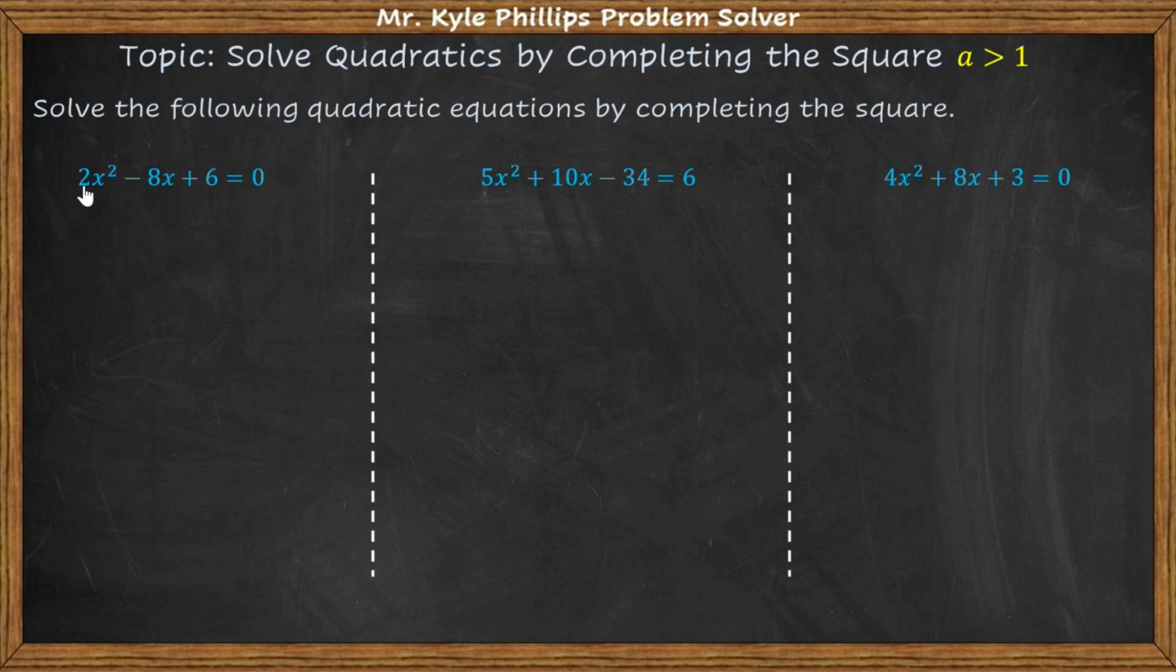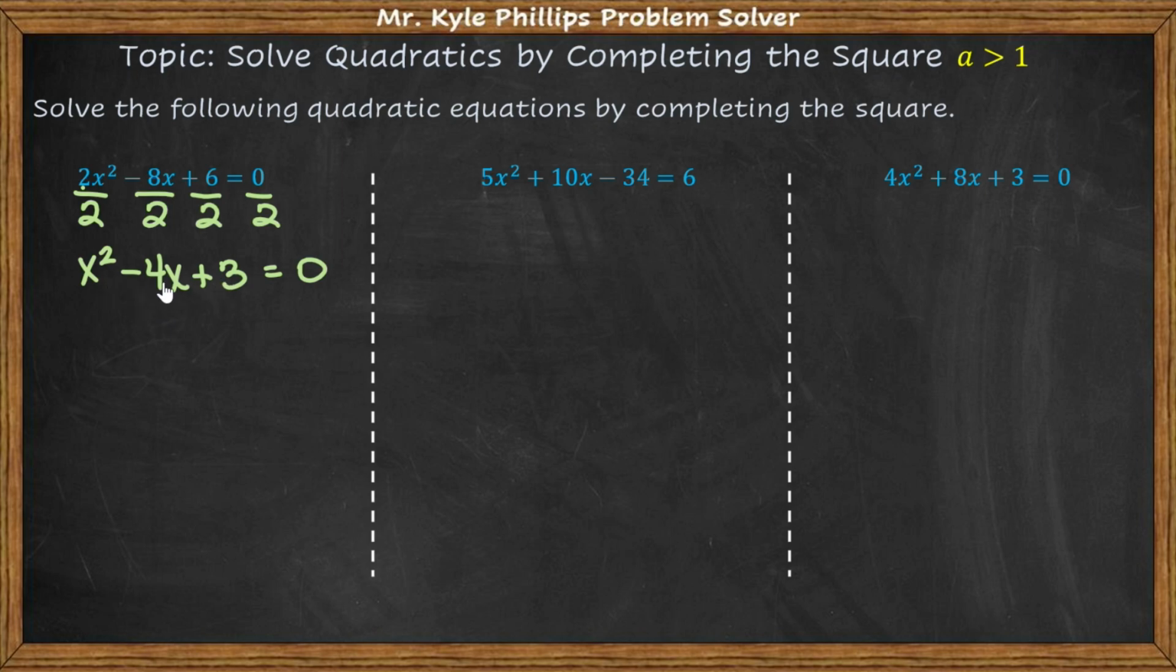So if this is 2x squared, how could I make this 1x squared? Well, I could divide by 2. Well, you can't do something to just one term, so let's divide every term by 2. That includes the 0 or the constant on the other side. So now I have x squared minus 4x plus 3 equals 0. Now I have a equal to 1, and here what I can do is I can now solve this by creating a perfect square trinomial.